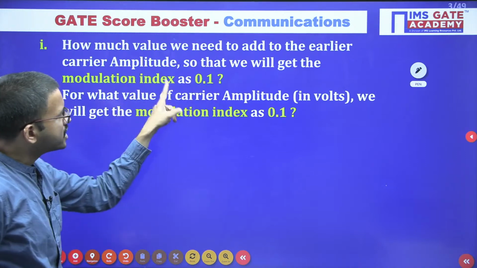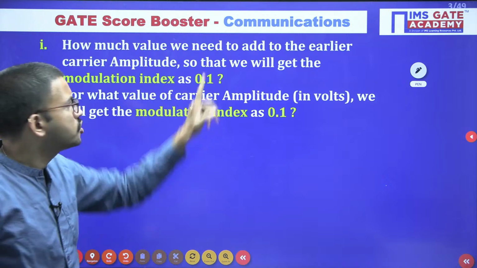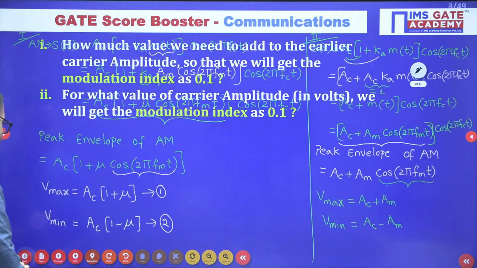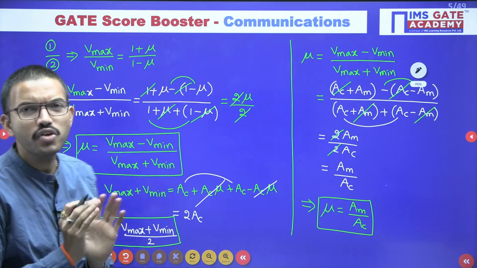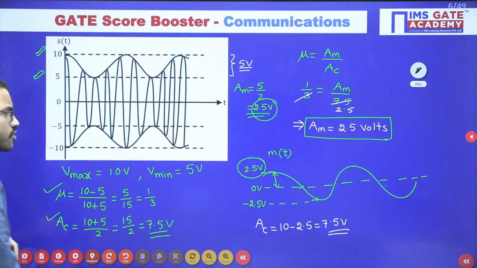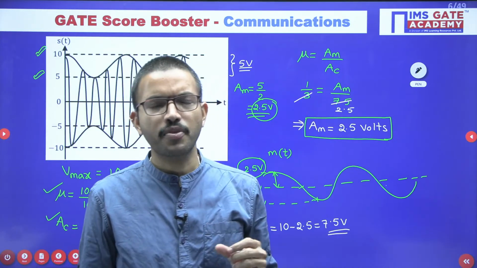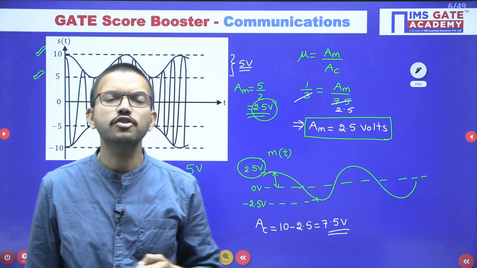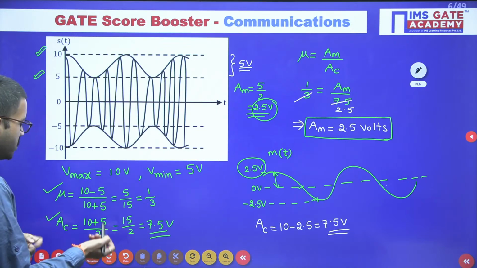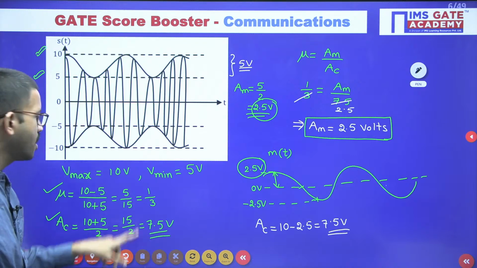In order to get the modulation index as 0.1, how much value do we need to add to the earlier carrier amplitude? So to the earlier carrier amplitude, how much do we have to add so that we get the modulation index as 0.1? See, the question is very beautiful, right? Based on the sentence framing, according to the context, you have to mention the answer accordingly. So here, if you observe, according to the given waveform, you got Ac value 7.5.